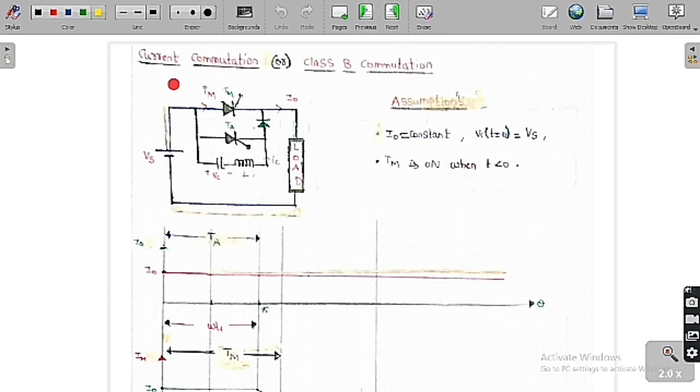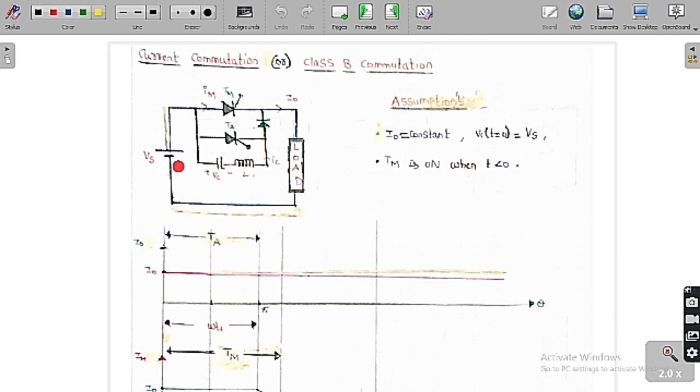Now we are going to learn current commutation, or class B commutation. Class A commutation is also called load commutation, whereas class B commutation is also called current commutation. Now here is the circuit of this current commutation, or class B commutation.